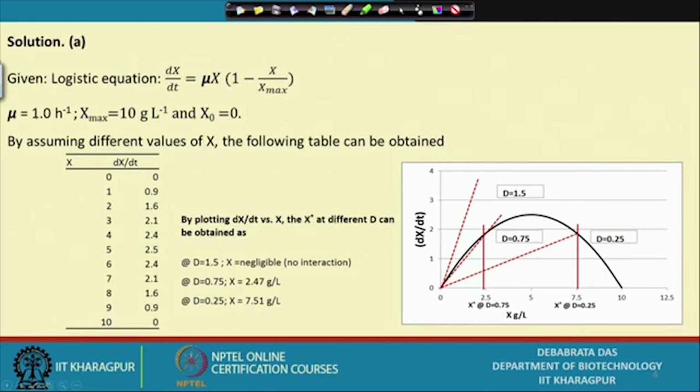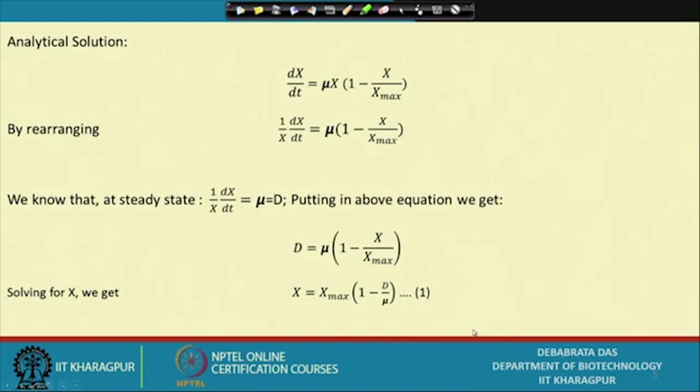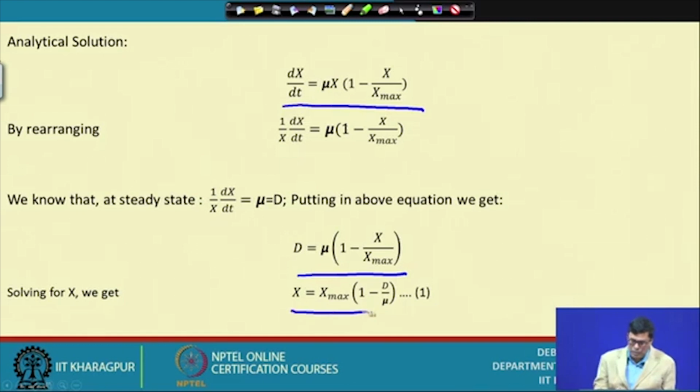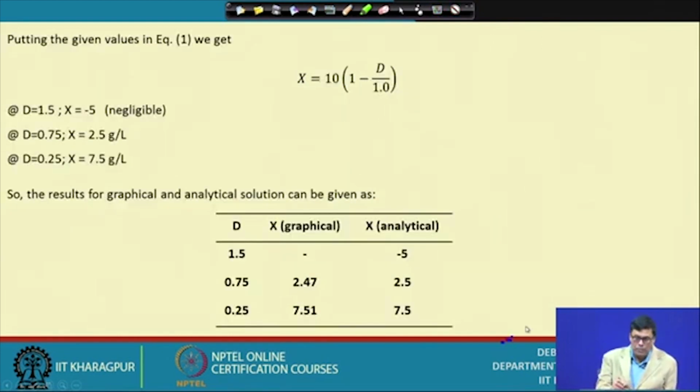Now the next problem that we have, we can solve analytically like this. This is the logistic equation that we have. Now we can bring this side, and we can write mu equal to D. Then we have the correlation like this, and then we can find out the expression for x. We can write x max in other way, in this form. Then we have this equation.